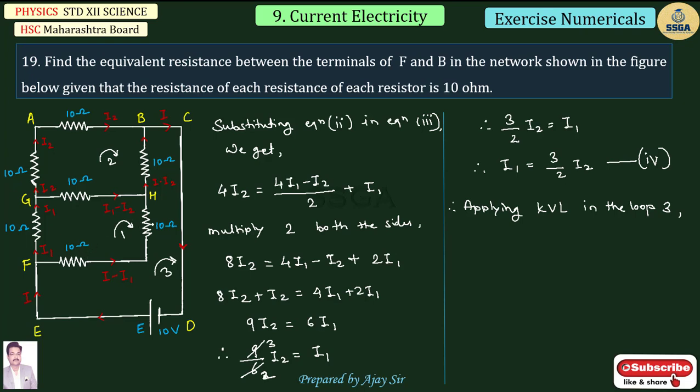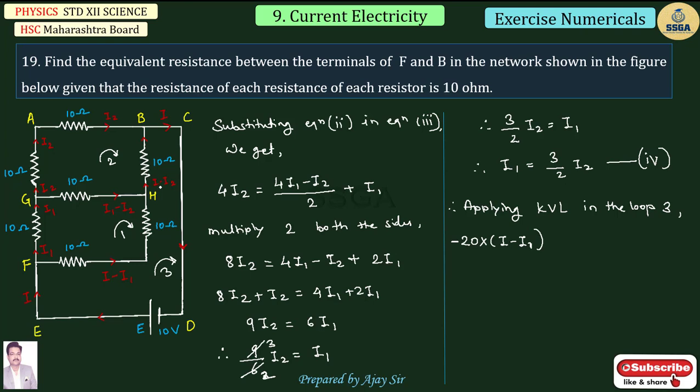But the resistances are adding, so 20 ohm is the resistance. Therefore the potential drop V is equal to IR, where R is 20 and the current is I minus I1. The direction of tracing and the direction of current are the same, so this potential is negative.